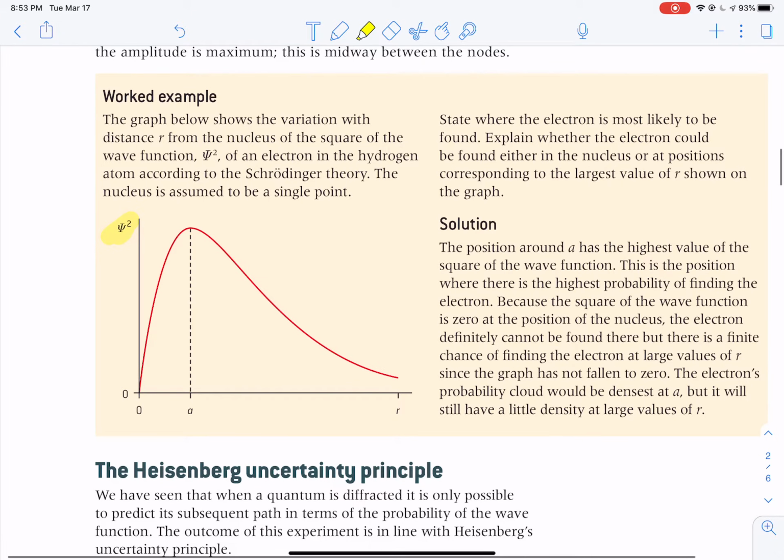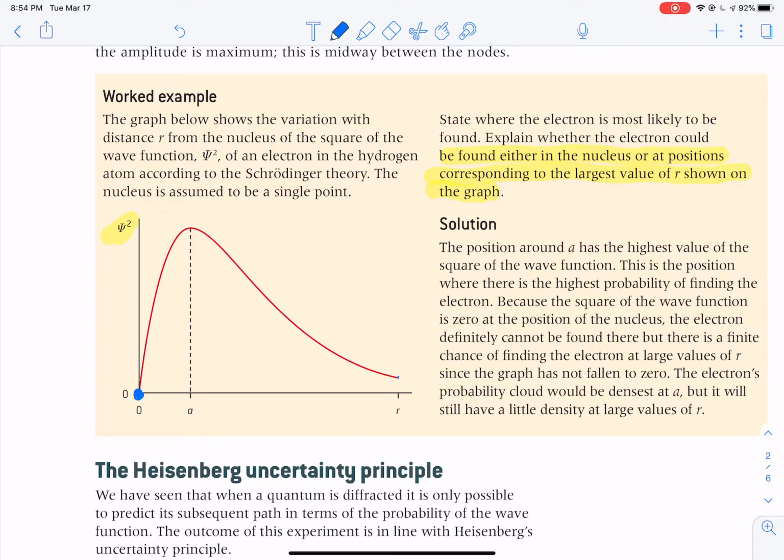And they've asked us to state where the electron is most likely to be found, and explain whether the electron could be found either in the nucleus or at the positions corresponding to the largest value of R found on the graph. So the nucleus, of course, is going to be at position 0. And of course, you're not going to be able to find the electron in the nucleus because the wave function is 0. 0 wave function, 0 probability of finding the electron there.